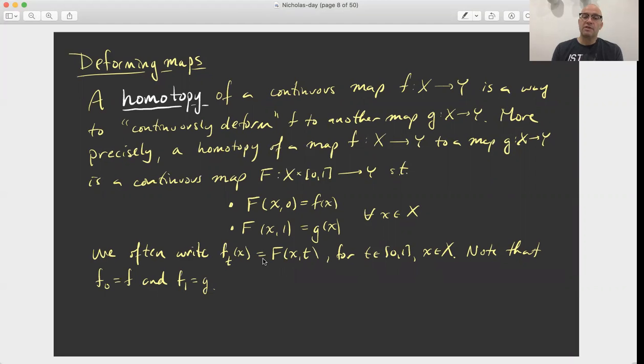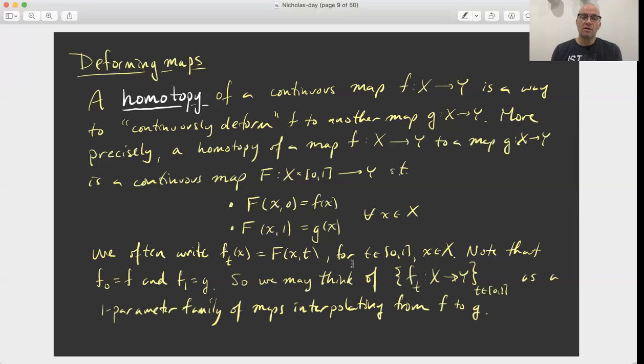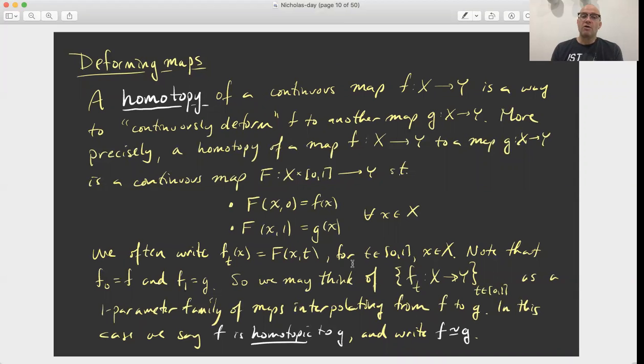So if we do that, we note that f sub 0 of x is just equal to little f of x, whereas f sub 1 is equal to g. So we can think about this one parameter family of maps, f sub t, as interpolating between the map f and the map g. And continuity is captured by continuity of the map capital F. So when we have a homotopy from a map f to a map g, we'll say that f is homotopic to g, and we'll use this notation: f, with a little straight line and squiggly line, g.